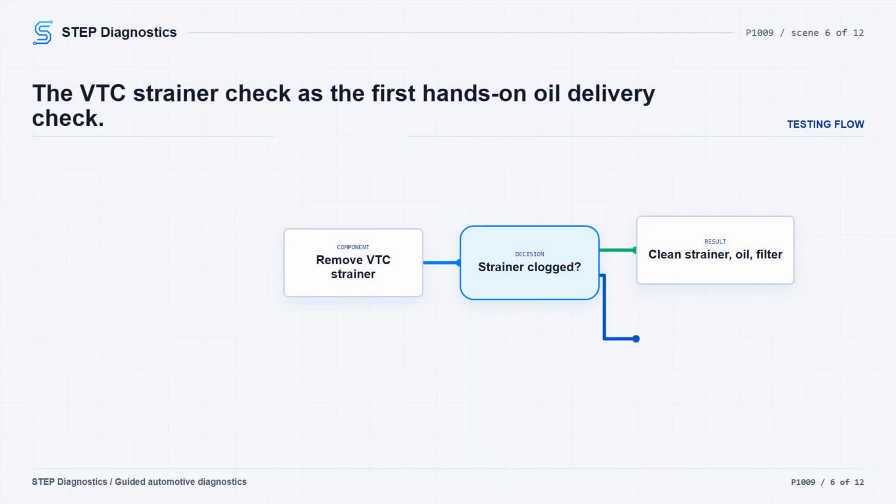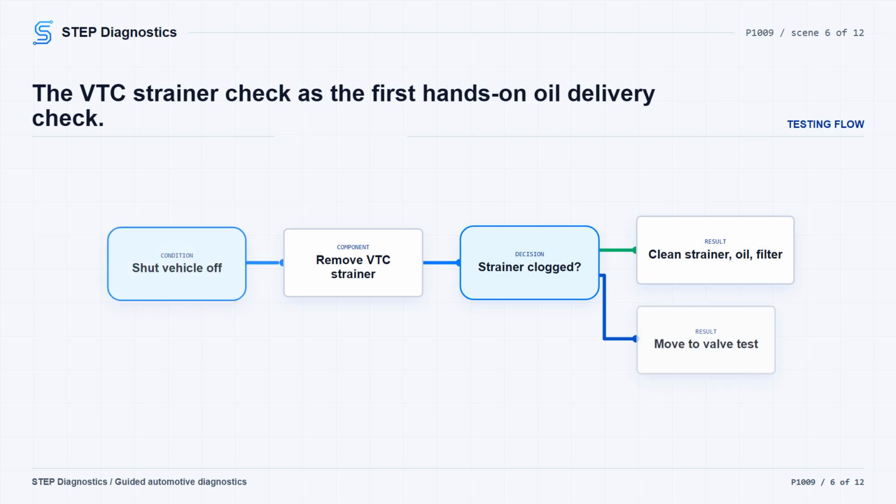Next, shut the vehicle down. Turn the ignition switch to LOCK (0) or select OFF mode with the start/stop button. Remove the VTC strainer and check it for clogging. This path starts with oil delivery because the actuator can only respond correctly if oil flow is getting through. If the strainer is okay, move on to the oil control valve test.